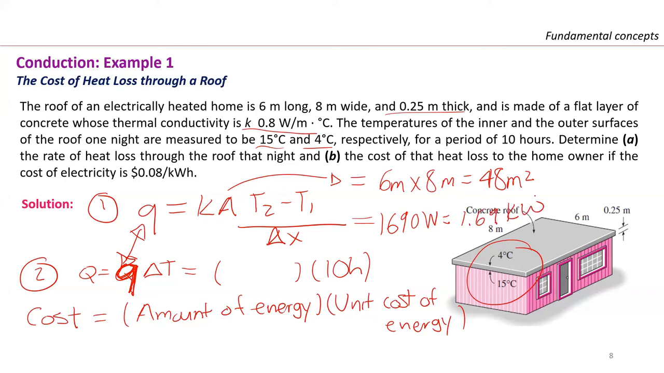I got 1.69 kilowatts. So then if I multiply those kilowatts by the 10 hours that I want to evaluate the period of time, I get the energy, kilowatt hours. And if I multiply that energy by the unit cost, that is 0.08 cents per kilowatt hour, I can get how much it costs him to keep his roof cool. It was $1.35. Just check that it's just the roof. It's a very simplified problem, right? We're just considering the roof.